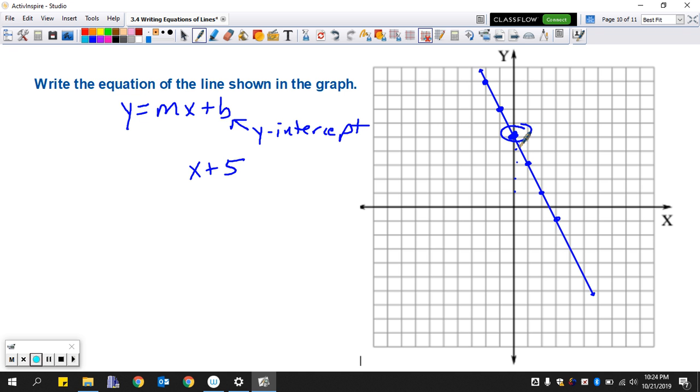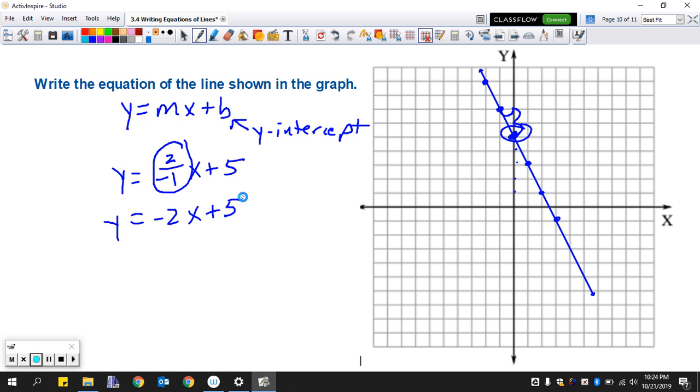So when we look at this, first of all, one of the things to look at is that it has a negative slope. The line has a negative slope, and we can see that because our rise is 2, and our run is one space to the left, which is a negative 1. Okay, so y is equal to 2 over negative 1 x. Well, this simply simplifies down to negative 2x plus 5.